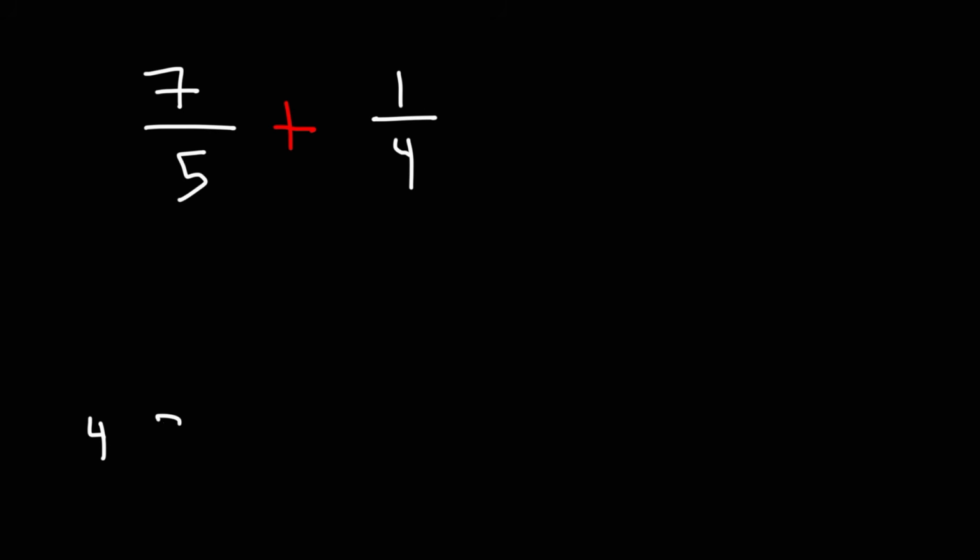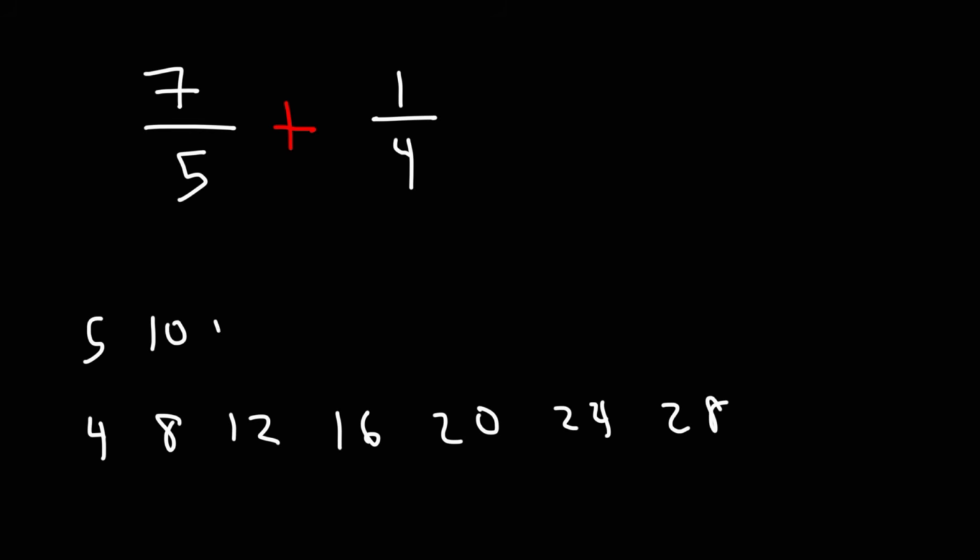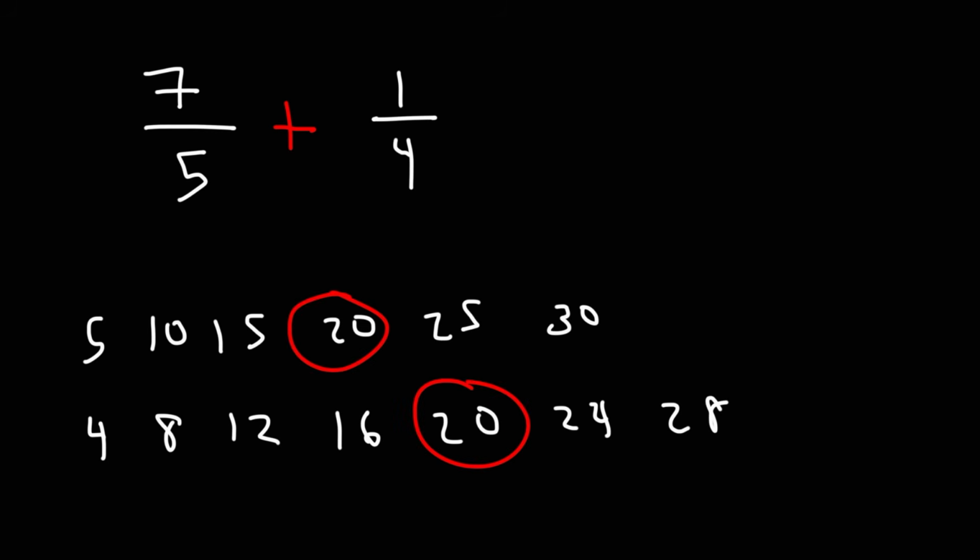Multiples of 4 are 4, 8, 12, 16, 20, and so forth. Multiples of 5 are 5, 10, 15, 20, 25, 30, and so forth. And the common multiple here is 20. 20 is the least common multiple of 5 and 4. If we were to continue this, another common multiple would be 40. But 40 is not the least common multiple.